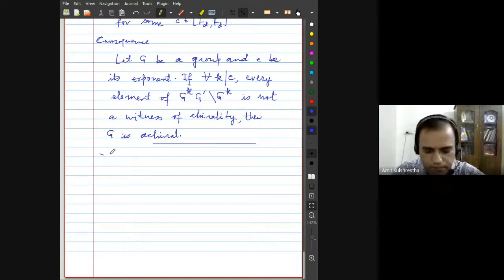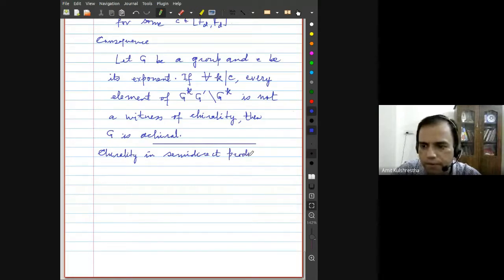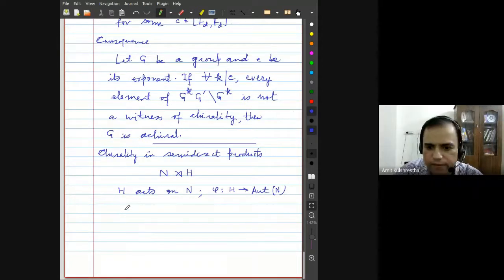So this is chirality in semi-direct products. Semi-direct products, as everyone would recall, look something like this, right? So you have two groups and a certain action, and this semi-direct product. I'll quickly recall it so that everyone is with us. So H acts on N. So you have two groups, and one of them is acting on the other, and a group law is being considered on the pairs (N, H).